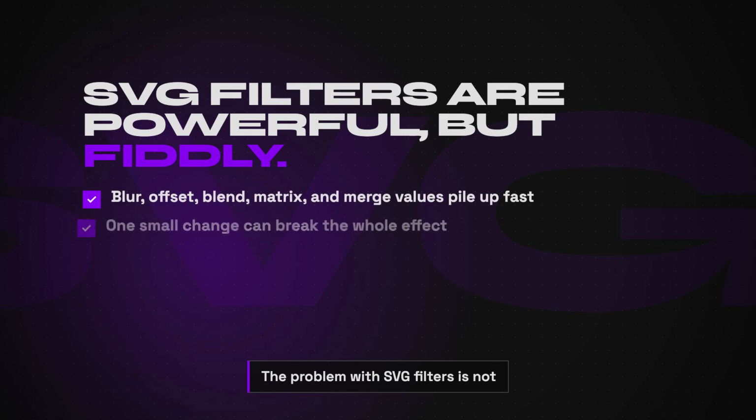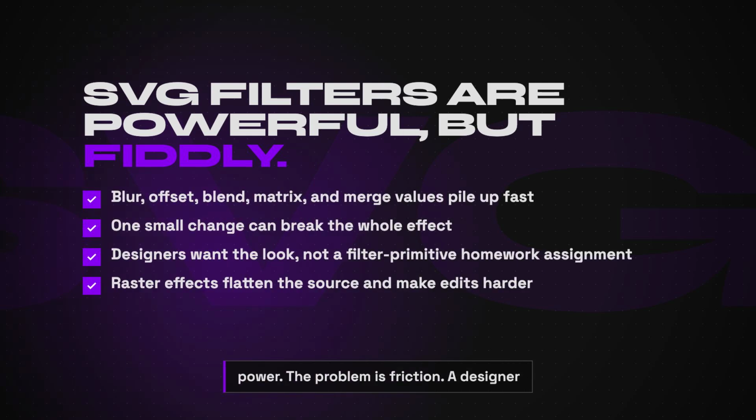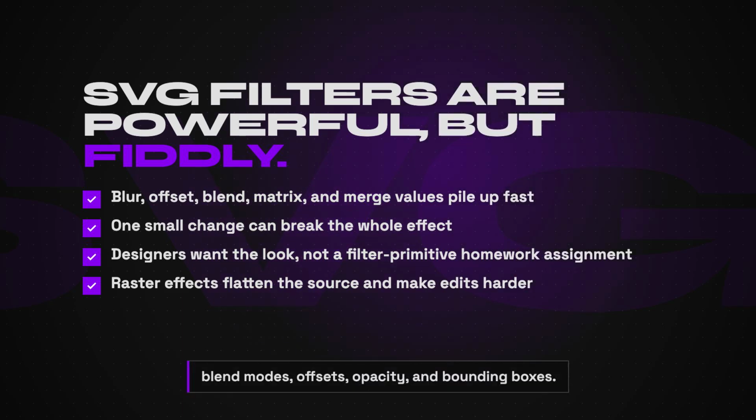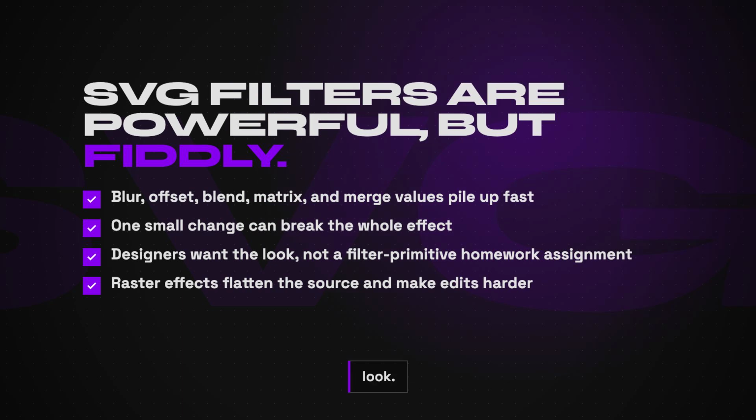The problem with SVG filters is not power. The problem is friction. A designer asks for a subtle neon glow or a rough paper texture, and suddenly you are tuning blur radius, color matrix values, blend modes, offsets, opacity, and bounding boxes. One tiny change can break the whole look.